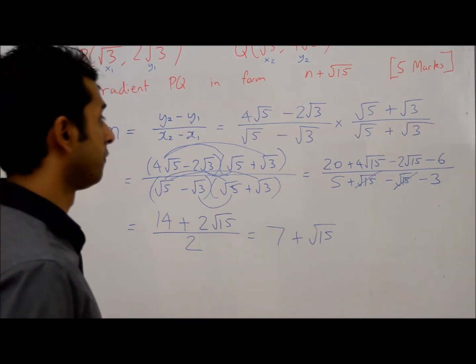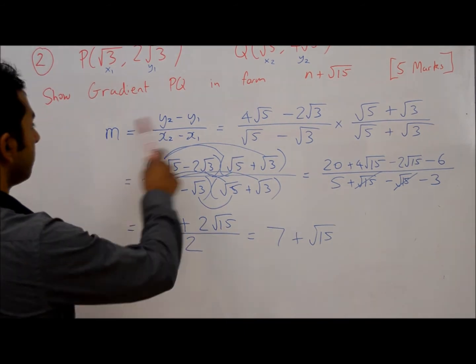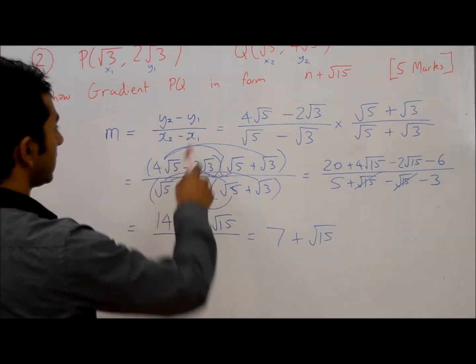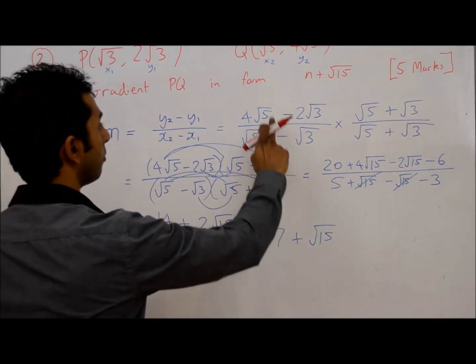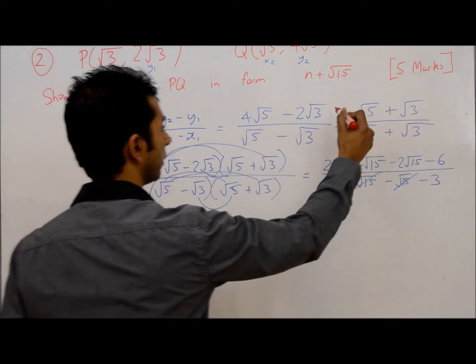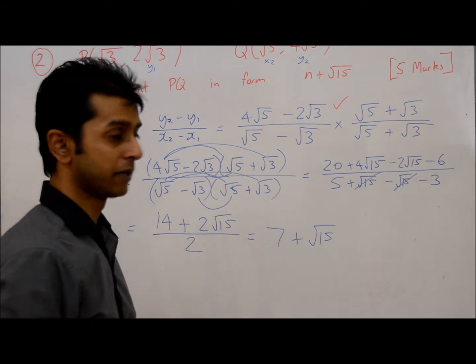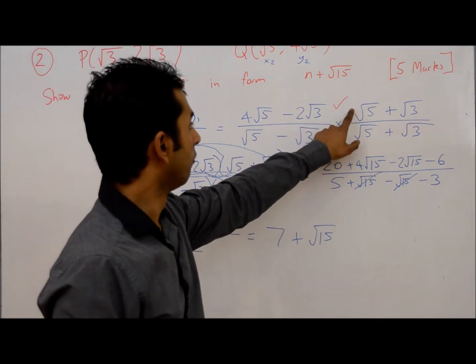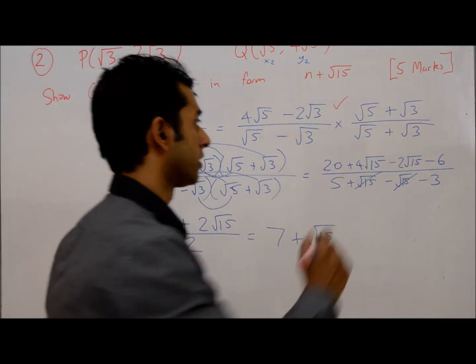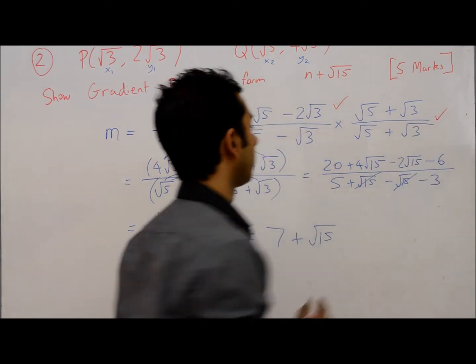So let's go through the mark allocation for this question. In this first part here, we had to realise that we were working out the gradient and putting the numbers correctly. You'll get 1 mark for doing that, and then secondly for realising that you had to multiply it by root 5 plus root 3 over root 5 plus root 3, you'll get your 2nd mark.